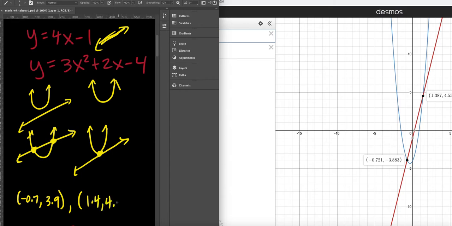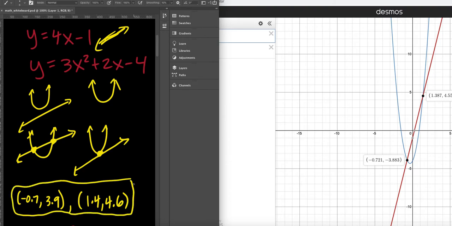and 4.6. So if we look at both these points, I just rounded to one decimal place, and those are the values that make this correct. For example, if I plug in negative 0.7 for this x and then simplify it, my answer is going to be 3.9. If I plug it in for this x, same thing, this will be 3.9. Now if I plug in 1.4 for this x, I'm going to get 4.6 over here. And if I plug in 1.4 for both of these x's, simplify, I'm going to get 4.6.